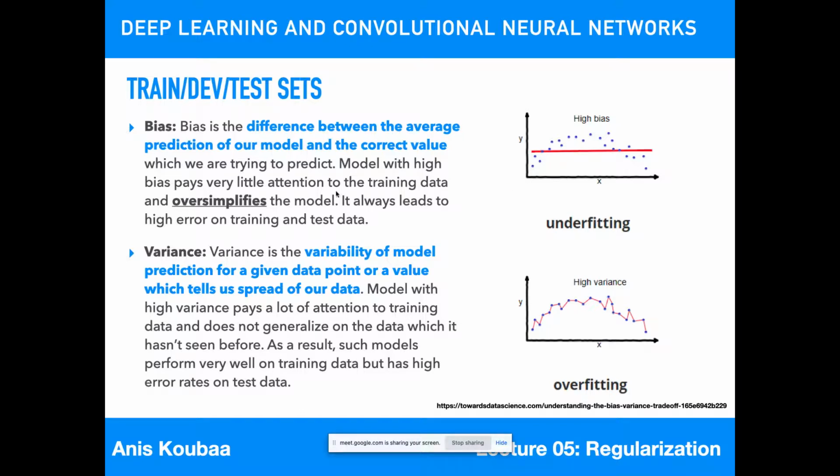This model with high bias pays very little attention to the training data. What does it mean? It's too simplistic. It oversimplifies the model. This line is a regression line, but it's oversimplifying the model. It always leads to high error on the training and test data.